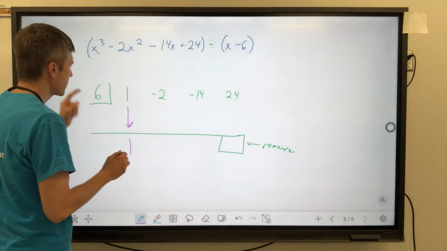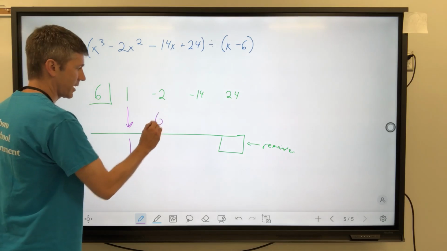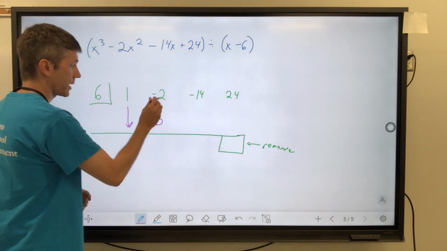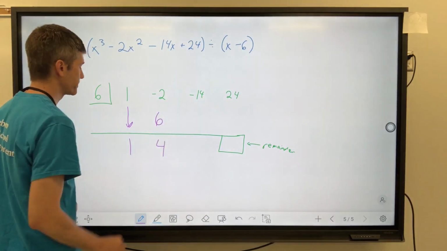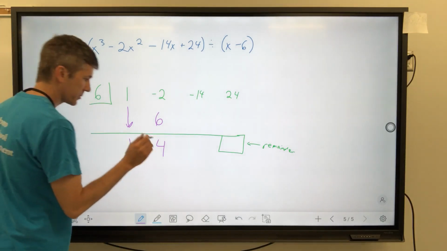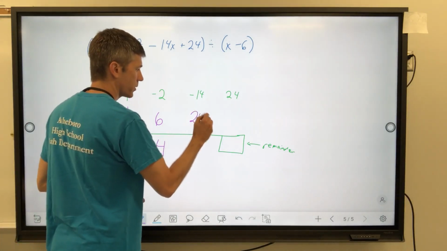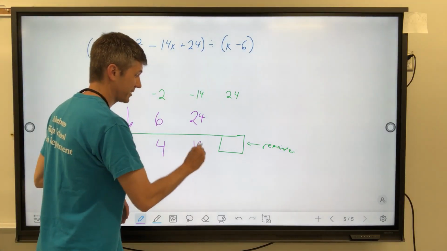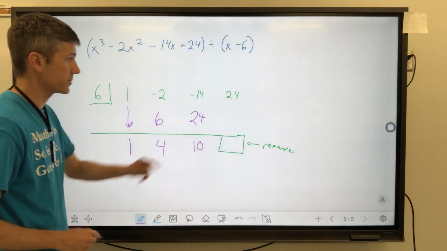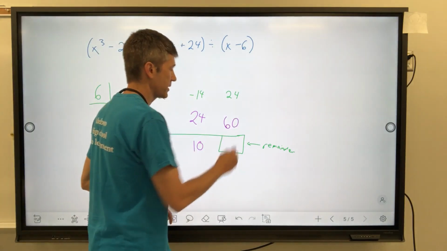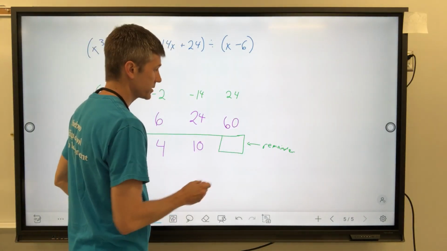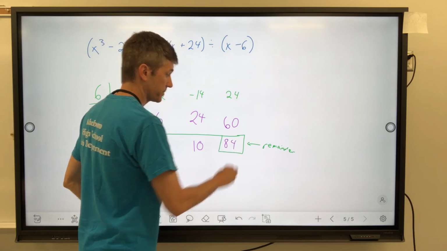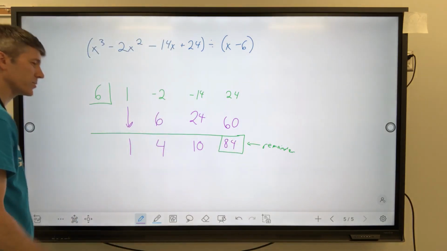All right, 1. 6 times 1 is 6. -2 plus 6 is 4. 6 times 4 is 24. -14 plus 24 is 10. 6 times 10 is 60. 24 plus 60 is 84. Okay, we do have a remainder in this case. We'll deal with it in a second.